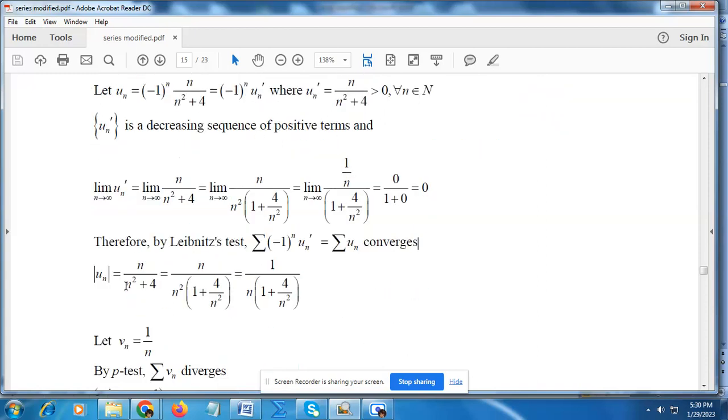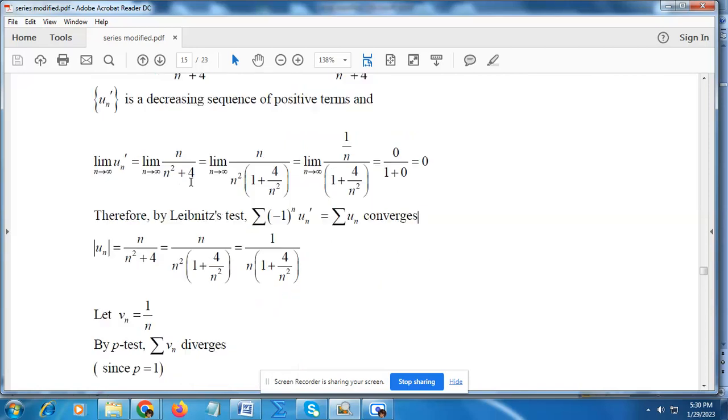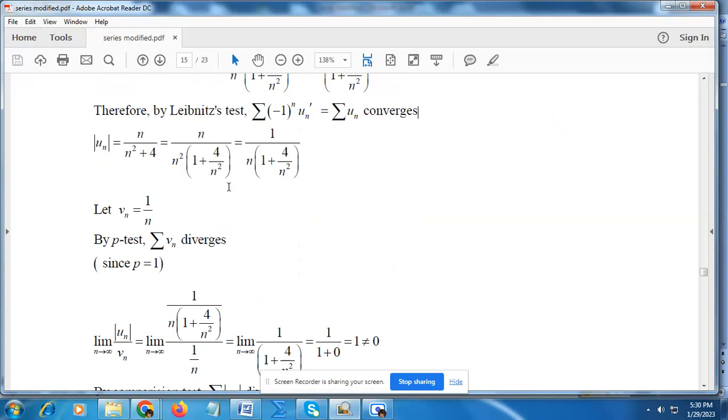Now take modulus un. Modulus of minus 1 whole power n into n by n square plus 4. Whenever we apply modulus, minus 1 whole power n becomes positive. So it is 1 by n into 1 plus 4 by n square. This is a positive term series.